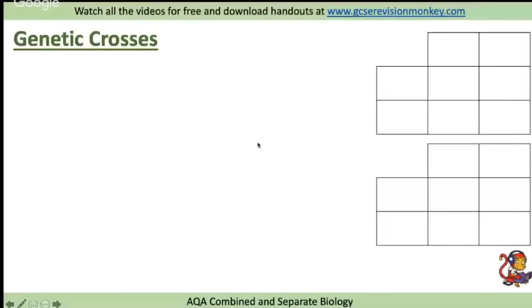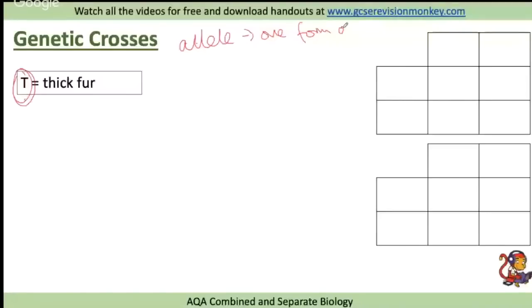Genetic crosses then. They could talk about inheriting absolutely any characteristic when they ask you questions about genetic crosses. So I've just made up something random. Think about mice and think about an allele, which is a form of gene. So an allele is one form of a gene. That's the definition that they'd want you to write, one form of a gene.